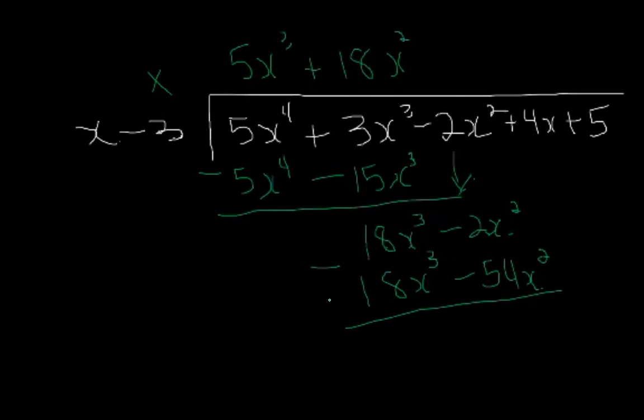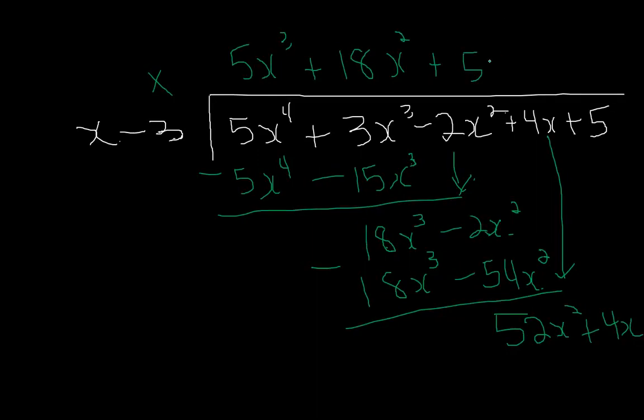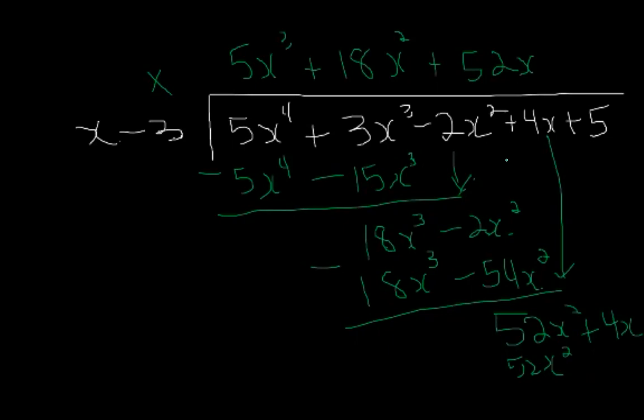Minus 2x squared minus 54x squared. Minus and a minus would give me a plus, right? So this is 52x squared. Bring down the next number, which is 4x. Same process. X into 52x squared, that's plus 52x. 52x multiplied by x is 52x squared. 52 multiplied by negative 3, that's minus 156x.